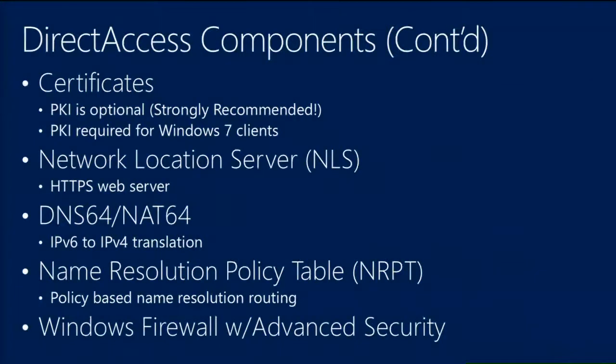Lastly, we make use of the Windows Firewall with Advanced Security. Specifically, we need the connection security rules. The connection security rules in the Windows Firewall are what allow us to build those IPsec tunnels and securely connect to CorpNet.